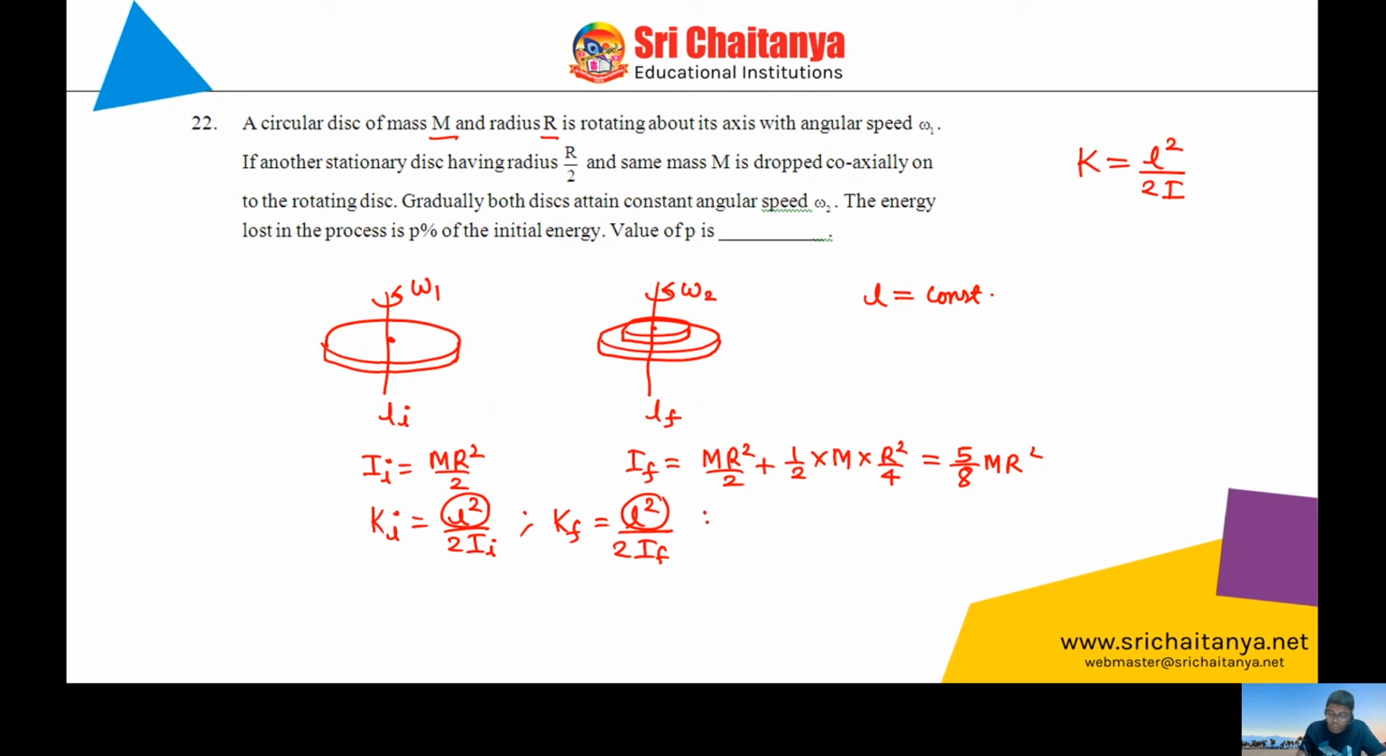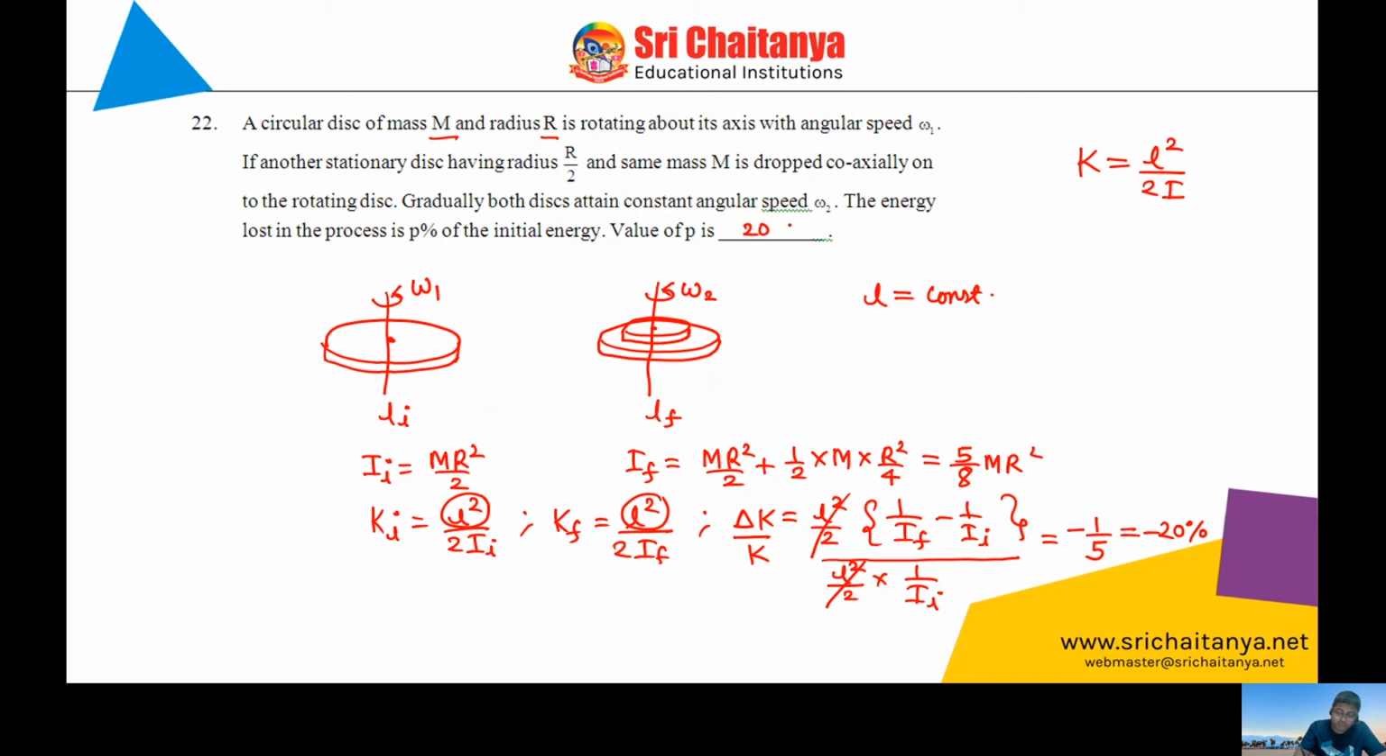So the change in kinetic energy, delta K, you can take L square by 2 common, and that will be 1 by I_f minus 1 by I_i. Okay, and that is a percentage change since we are looking for, so simply we can divide it by L square by 2 into 1 by I_i. So L square by 2 will get cancelled, and when you substitute all the values which I have already written, you will get minus 1 by 5, which is equivalent to minus 20%. So 20% will be the loss in energy. So this is your answer.